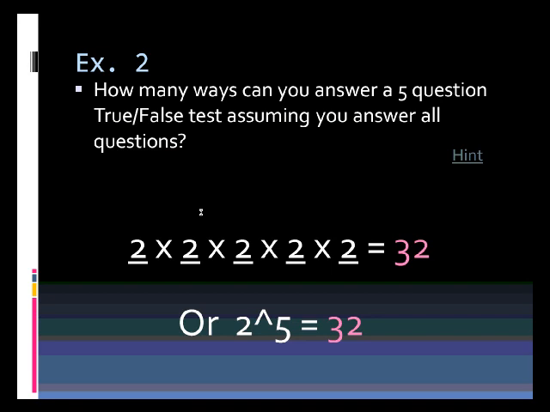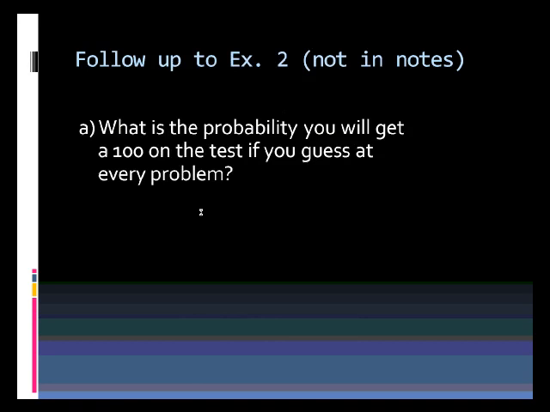All right, now this isn't on your notes page, but let's talk about it. On that same test, 5 questions, true or false, what's the probability you will get 100 on the test if you guess on every question? 1 out of 32. Because the probability that you get the right answer on each one is just 1/2 times 1/2 times 1/2 times 1/2 times 1/2. Just blind guessing, right?